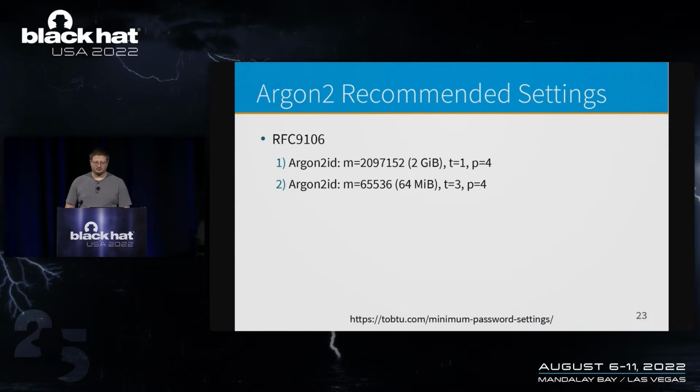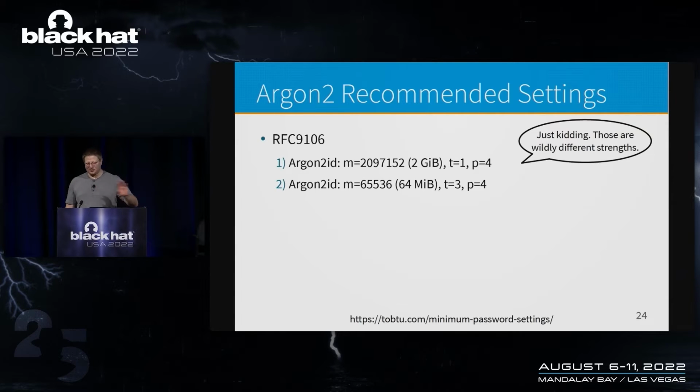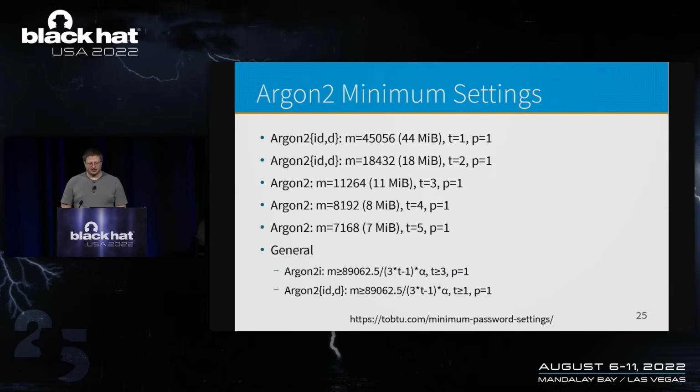So Argon2, they had an RFC. The people that made Argon2 put out an RFC. And so those are the settings that they gave. Basically, 2 gigs, 1 iteration, or 64 meg, 3 iterations, very similar. Just kidding. Those are wildly different. The password manager that I use, KeePass, they don't even allow you to do 2 gigs. So these are my minimums.